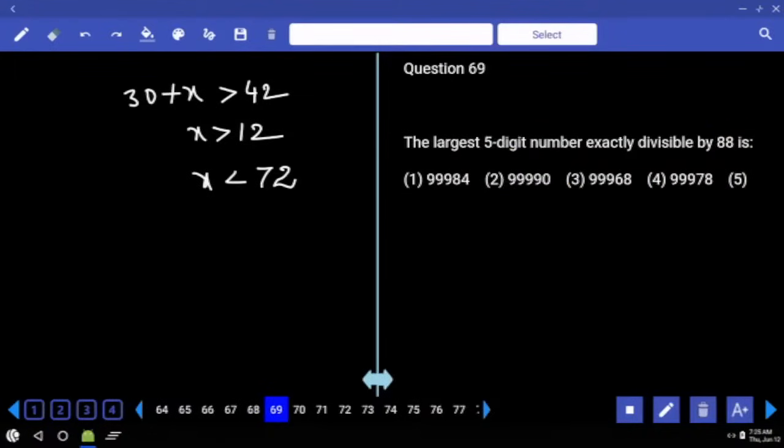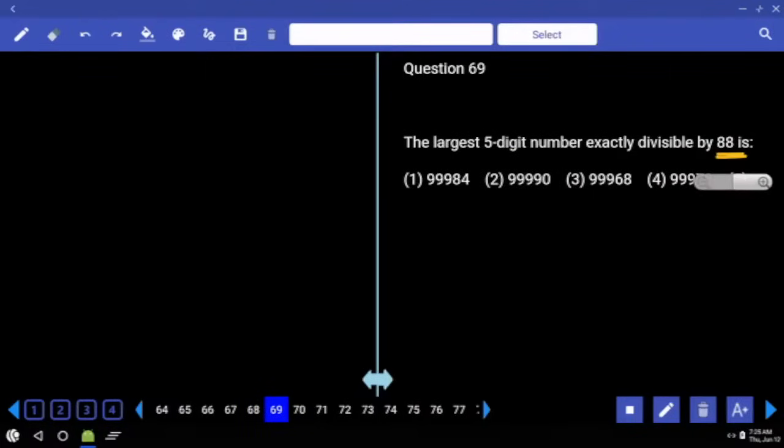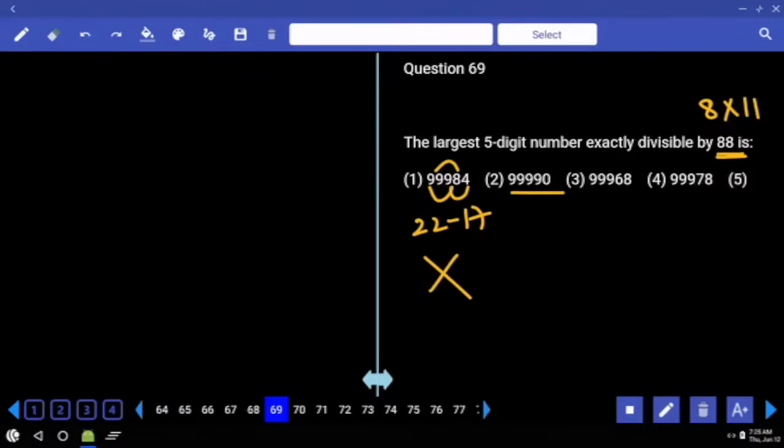The largest 5-digit number exactly divisible by 88. Being divisible by 88 means 88 can be written as 8 into 11. So first of all it should be an 8 multiple and also an 11 multiple. Let's verify the 11 multiple. 9 plus 9, 18 plus 4, 22. 9 plus 8. Is it an 11 multiple? Eliminate. Second option, it is definitely a multiple of 11. No need to verify. Observe the last 3 digits.